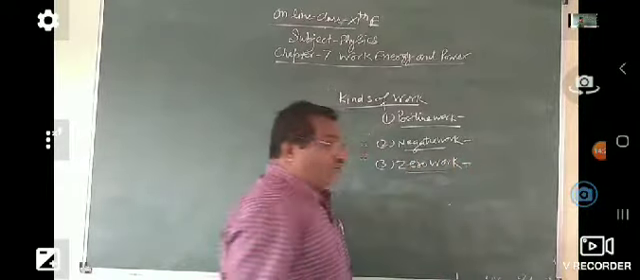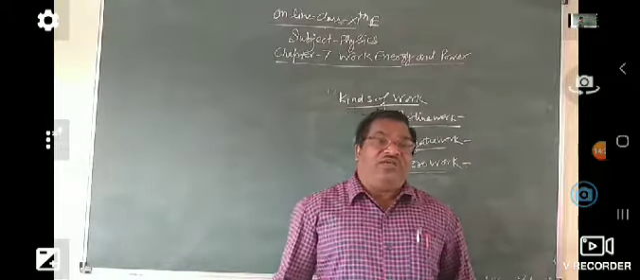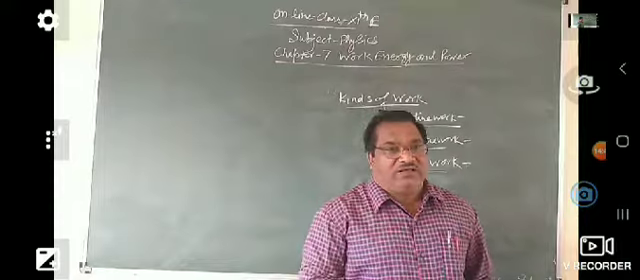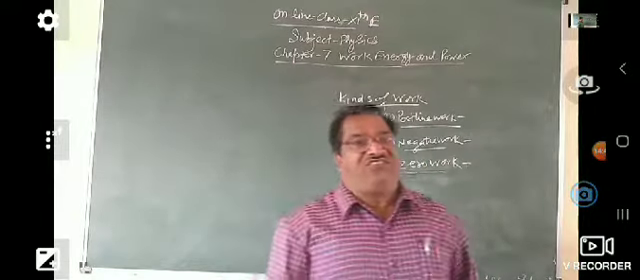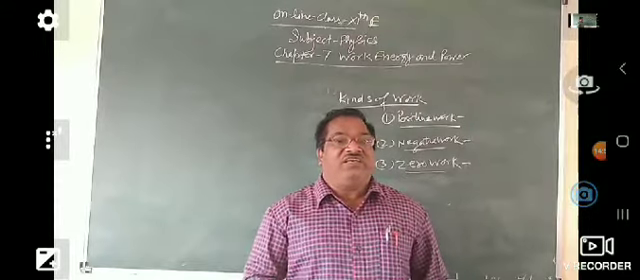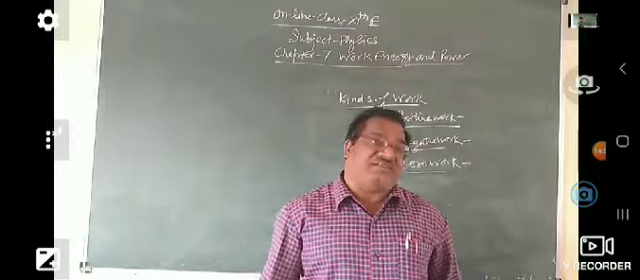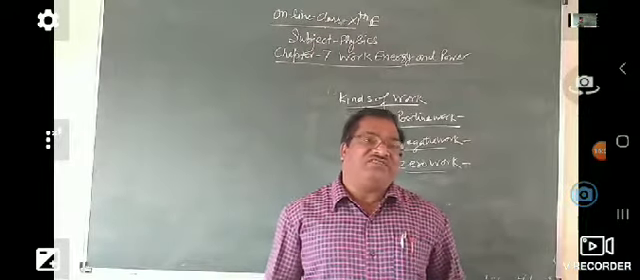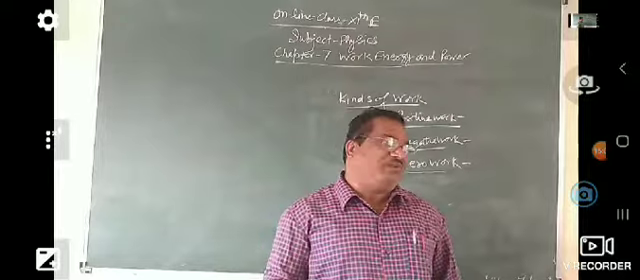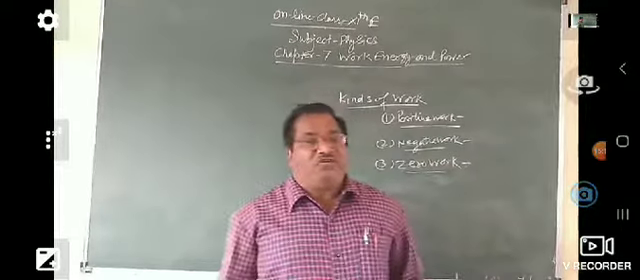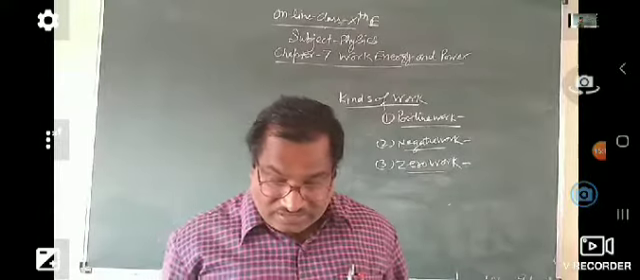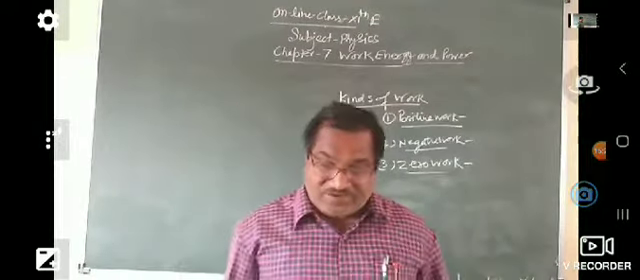And here, zero work. Zero work is when displacement is equal to zero, that is, a force is applied on the body but no displacement is produced on the body. The second case is that the direction of the applied force and the direction of the displacement are perpendicular to each other, or in other words the angle between them is 90 degrees. This type of work is called zero work. For example, if we push a ball, there is no displacement of the ball, hence work done is zero.